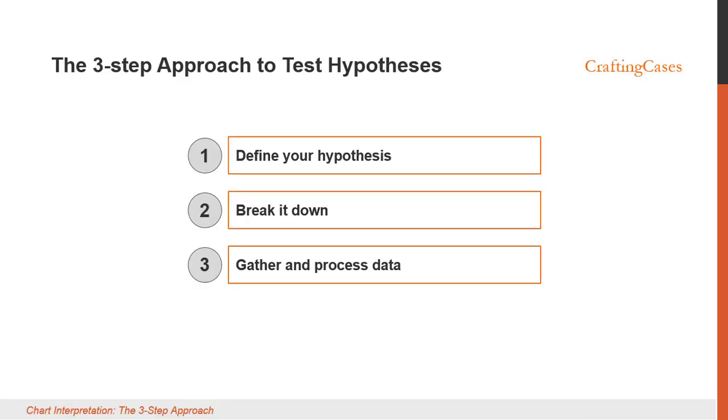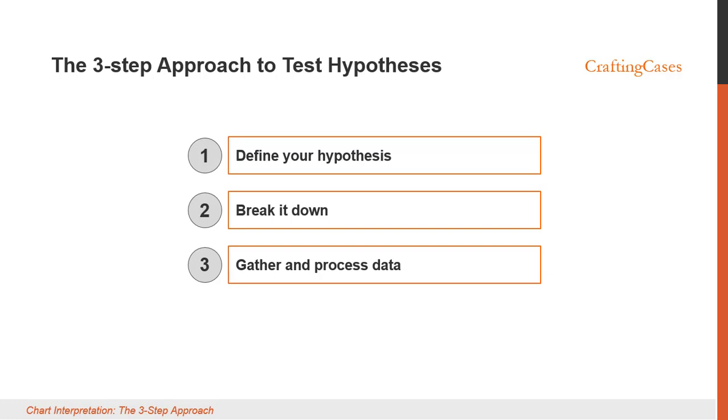The three-step approach involves step number 1, defining your hypothesis, step number 2, breaking it down, and step number 3, gathering and processing data. And showing it the way you'd present it.